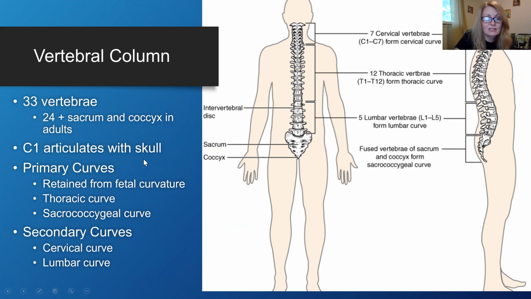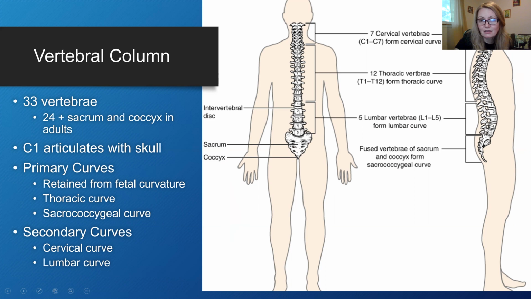C1 articulates with the skull, and it has curves, right? We're actually the curviest animals. We have primary and secondary curves. Primary curves, we are born with them, and we develop secondary during our development after birth. And primary curves are retained from fetal curvature, and they are thoracic and sacrococcygeal.